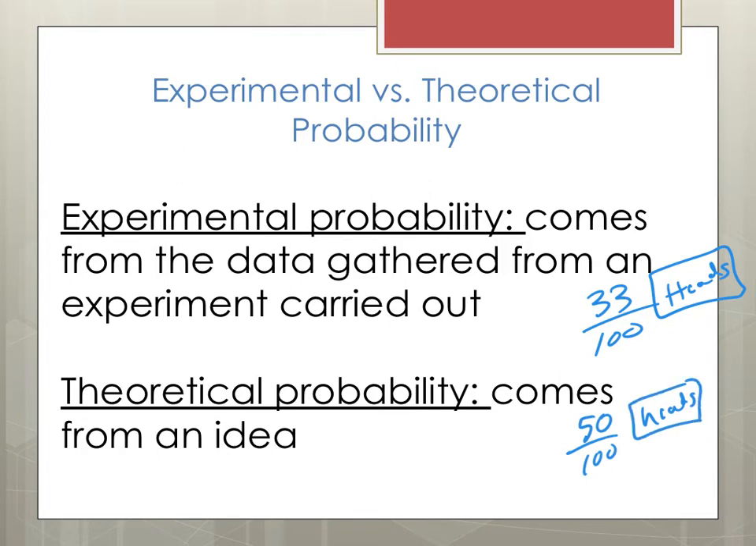It is possible that in an experiment, you flip a coin 100 times and all 100 of them become heads. That is possible. Is it going to happen? Not likely, right? Theoretically, it should be about 50-50. So that's the difference between the two. Make sure you have these definitions recorded in your notes somewhere, but that's what we're going to be taking a look at in today's lesson, the difference between the two.